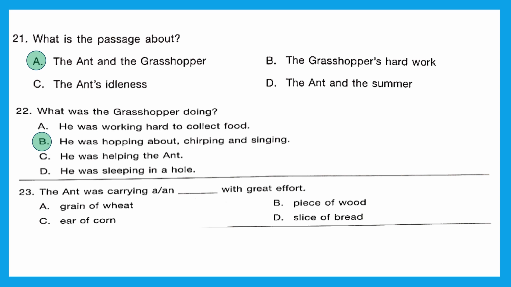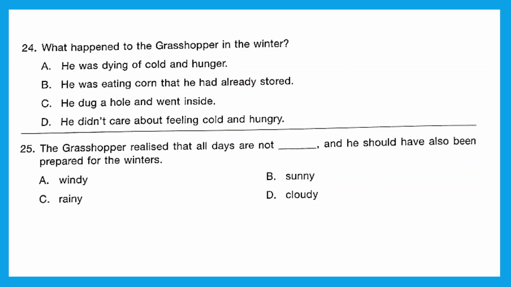Question 23. The ant was carrying an ant dash with great effort. Grain of wheat? No. Piece of wood? No. Ear of corn? Yes. Slice of bread? No. Option C, ear of corn, is the right answer.